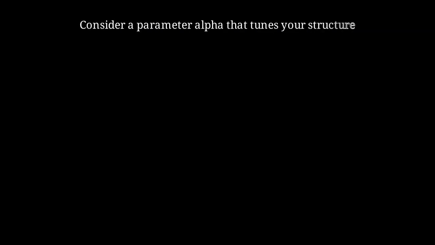Now let's discuss something quantitative. How does the quality factor scale as you approach a bound state in the continuum? This is crucial for practical applications. Let's say you have a parameter alpha that tunes your structure. At alpha equals 0, you have a perfect bound state in the continuum with infinite Q. What happens when alpha is non-zero?